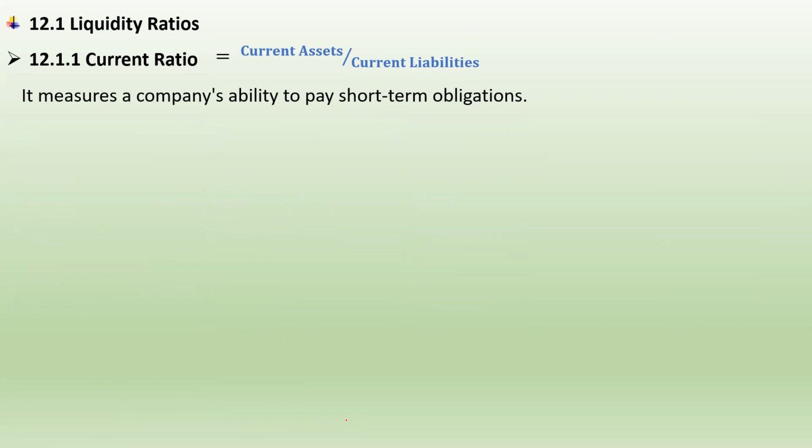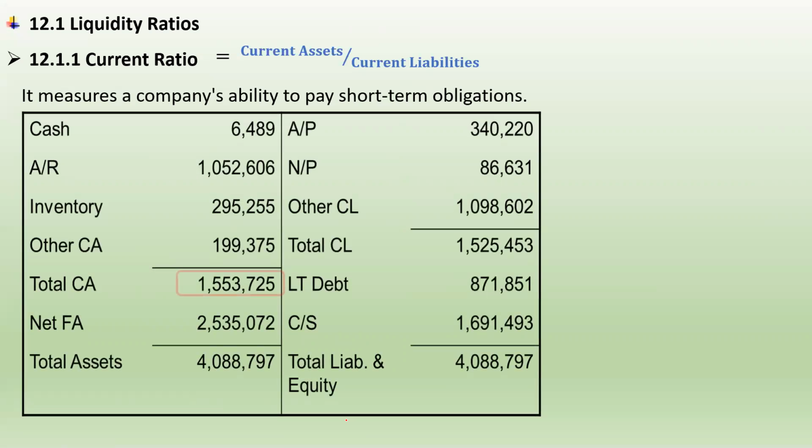The first category of ratios is liquidity ratios. The very first one is the current ratio, which equals current assets over current liabilities. It measures whether the company has the ability to pay short-term obligations, whether the current assets can cover current liabilities. The total current assets is on the balance sheet, on the assets part, on the left-hand side, and the total current liabilities is on the right-hand side.